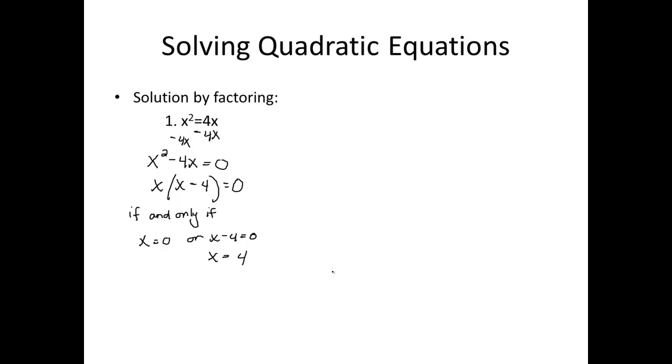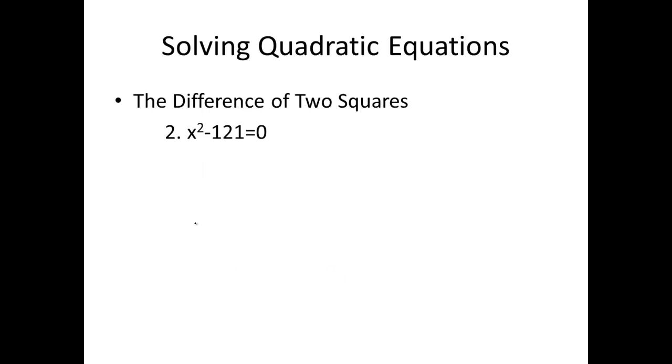As a second example, we have x squared minus 121 equals 0. This one is also doable by factoring. Hopefully you recognize that x squared minus 121 is in the form of the difference of two squares. X squared is the square of x, and 121 is the square of 11. So x squared minus 121 is x minus 11 times x plus 11 equals 0.